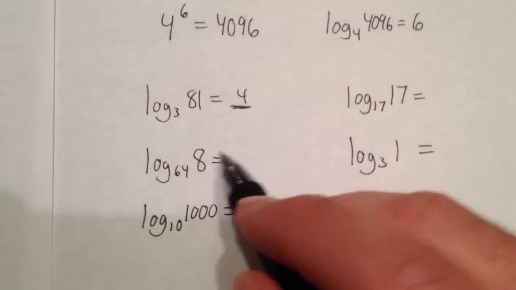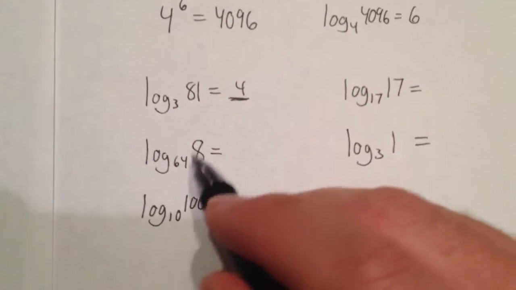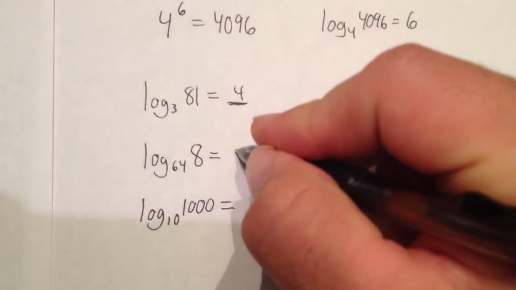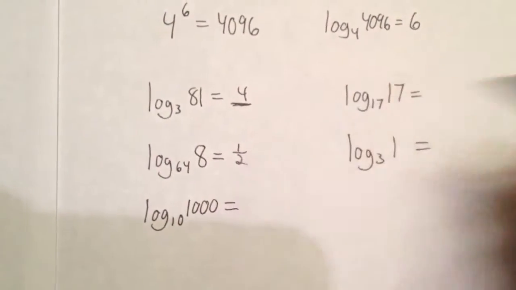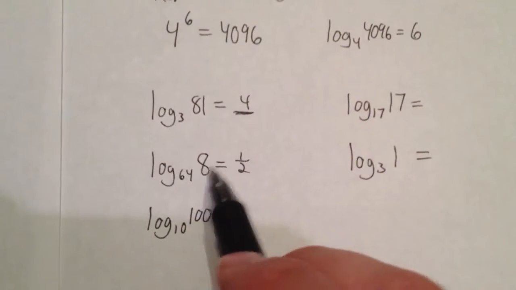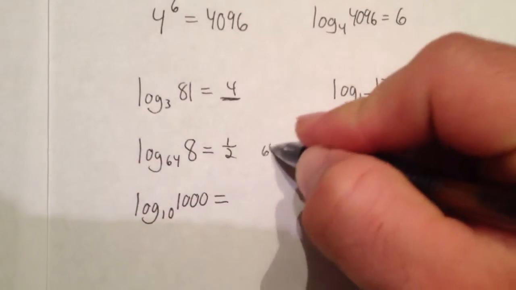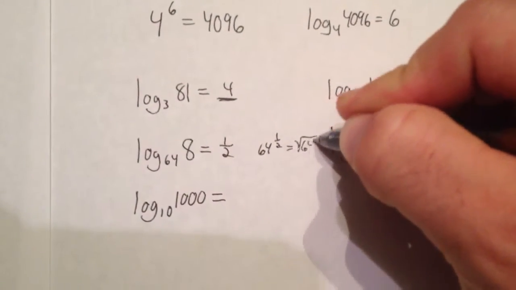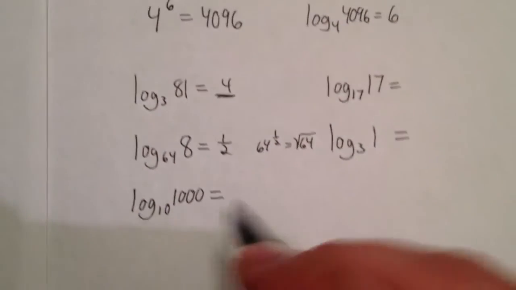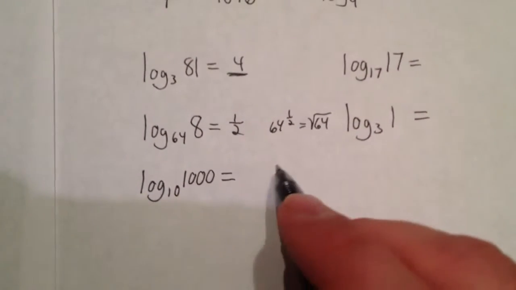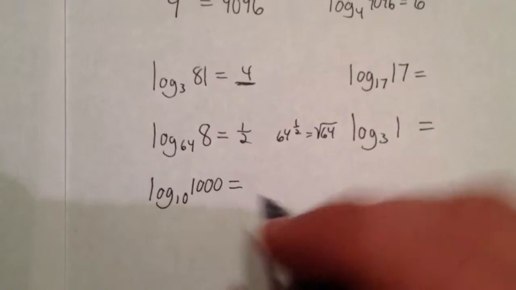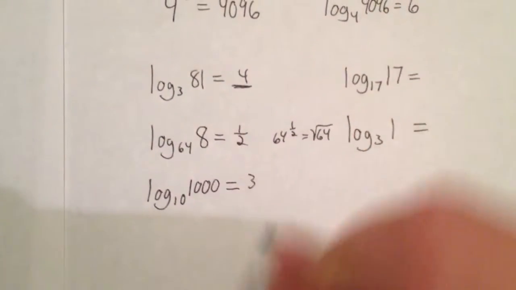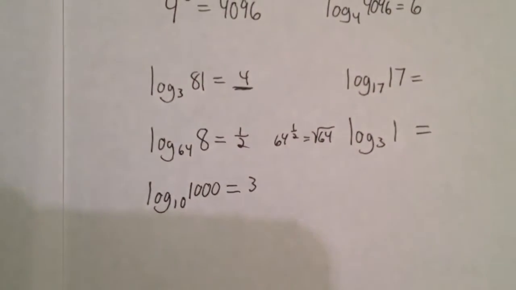64 to what power is 8? You have to remember some stuff from the last chapter with radicals. 64 to the 1/2 power would be 8, because remember, 64 to the 1/2 power really means the square root of 64. 10 to what power is 1000? 10 to the 3rd power is 1000.